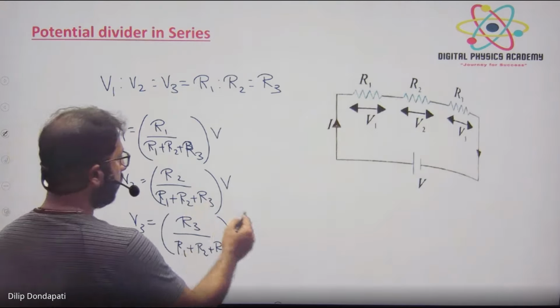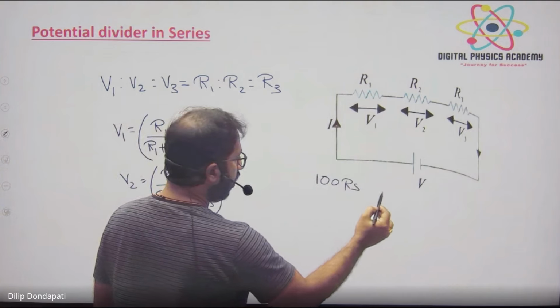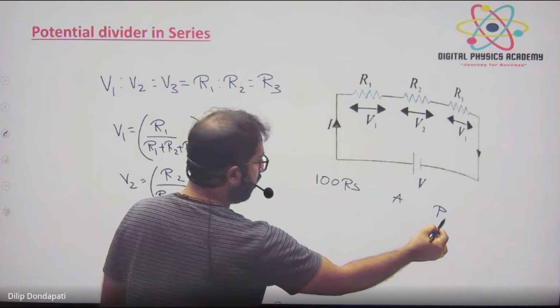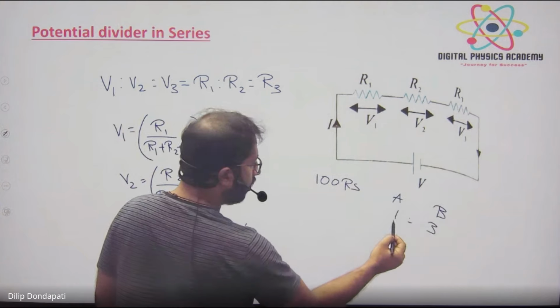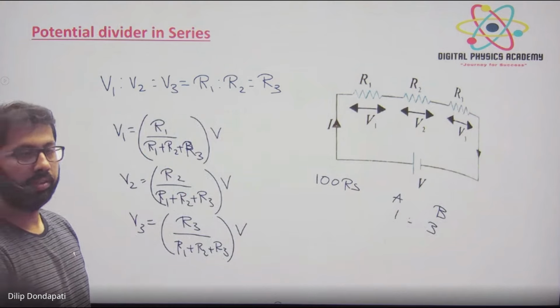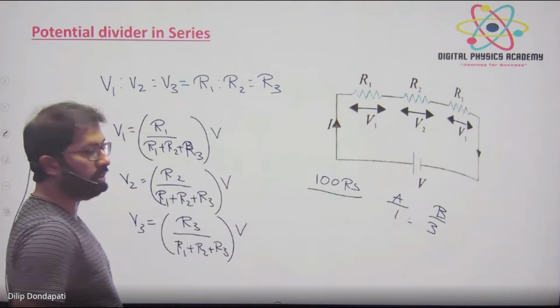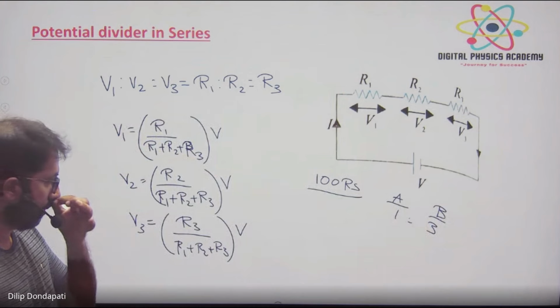Suppose how we got this one? Suppose 100 rupees, you have to give to person A and person B in the ratio 1 is to 3. So how much will you give to A, and how much will you give to B? General question. 100 rupees है आपके पास, you have to give A person and B person in 1 is to 3 ratio. 25 and 75.